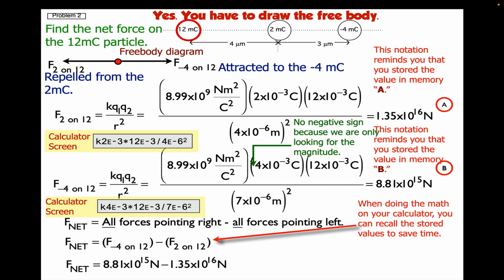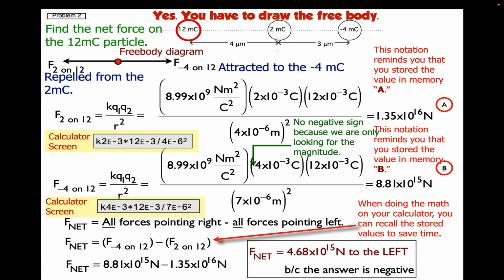So here's what I'm doing when I'm doing the subtraction. That's going to give me an answer of 4.68 times 10 to the 15 newtons, and it goes to the left. I know it goes to the left because when I put it in the calculator, my answer was negative. And remember, about 3 lines up, it said all forces pointing right minus all forces pointing left. So to the right is positive, to the left is negative. When I got my negative answer, I knew that it also went to the left.